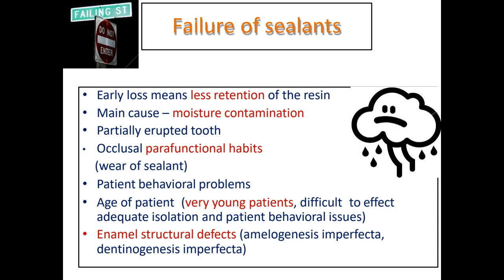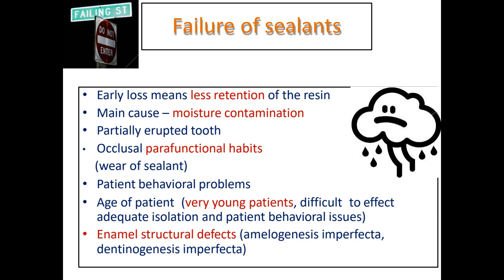Now coming to the failure of sealants. Moisture contamination is one of the most common reasons why we see failure of sealants. Early loss means less retention of the resin. If you place a sealant on a partially erupted tooth, you are not able to isolate it properly because of salivary contamination, so there may be a failure of the sealants. Then occlusal parafunctional habits, like bruxism. When you place a sealant and there is continuous grinding of the tooth surface, the retention is compromised. The sealant will be lost very early.